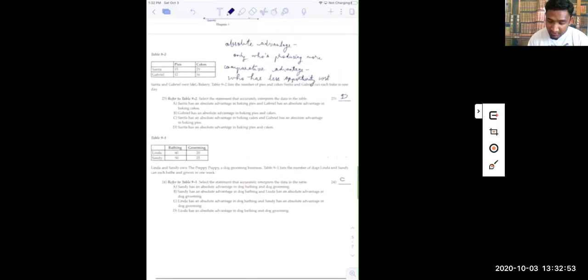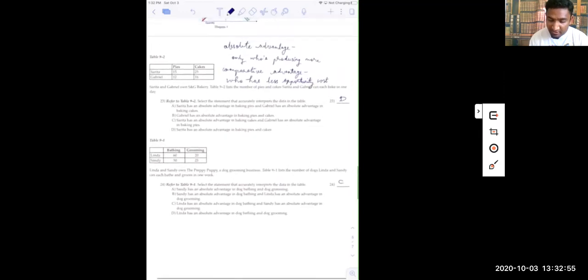So this is basically about absolute and comparative advantage. The only thing that you have to keep in mind is, in absolute advantage, you have to think who is producing more. So somebody who is producing more with the same resources has absolute advantage.